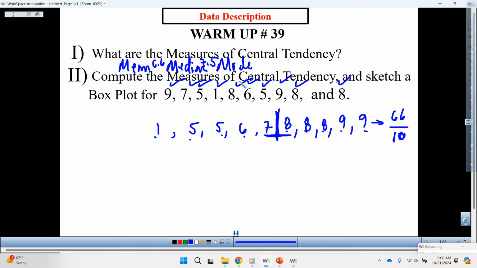Last but not least, mode. Which one repeats the most? And it looks like it's 8. All right. We need a box plot.